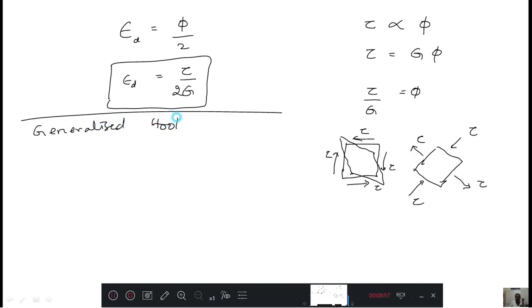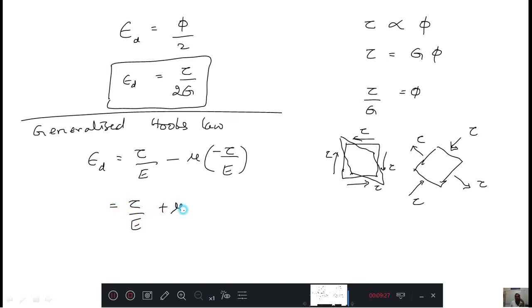Hooke's law, I can write the diagonal strain as equal to the normal stress, meaning shear stress acting like a normal stress, by Young's modulus, minus mu times another normal stress which is compressive in nature, therefore minus tau by E. It will be tau by E plus mu into tau by E. Therefore tau by E is common, 1 plus mu. This is also the diagonal strain, equation number 2. The earlier one is equation number 1.